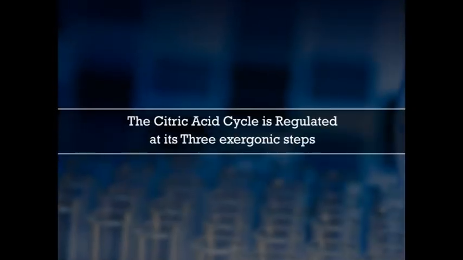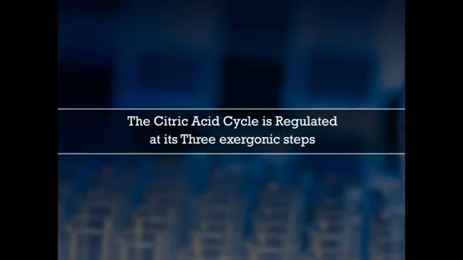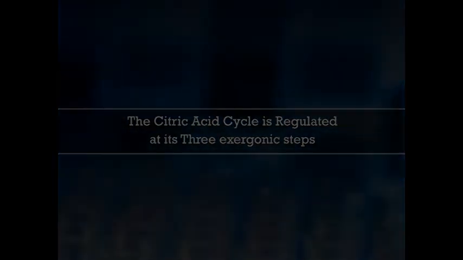Second, the citric acid cycle is regulated at its three exergonic steps. The flow of metabolites through the citric acid cycle is under stringent regulation. Three factors govern the rate of flux through the cycle. It is substrate availability, inhibition by accumulating products, and allosteric feedback inhibition of the enzymes that catalyze early steps in the cycle. The primary control points are the exergonic steps catalyzed by the enzymes citrate synthase, isocitrate dehydrogenase, and alpha-ketoglutarate dehydrogenase.